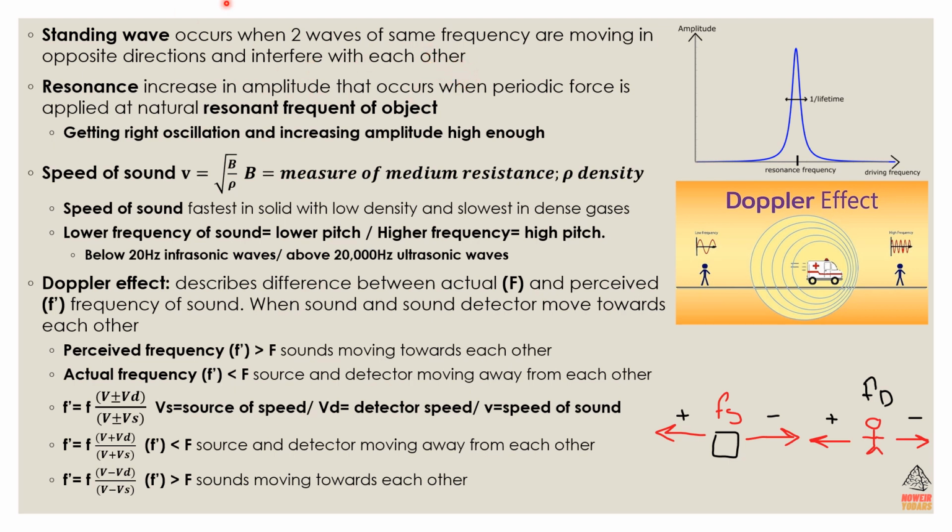Next we have resonance, and resonance basically is an increase in the amplitude that occurs when a periodic force is applied at the natural resonant frequency of the object. So that means that objects vibrate more strongly when a force is applied to them at a certain frequency. They vibrate more, resulting in a higher amplitude. So getting the right oscillation increases the amplitude high enough.